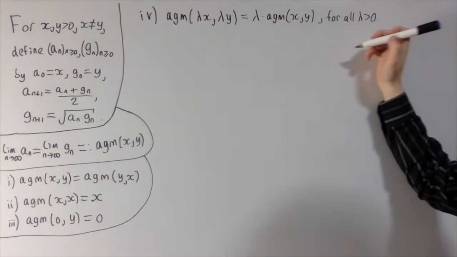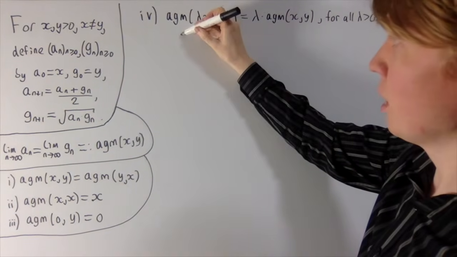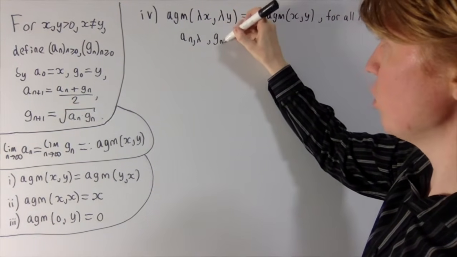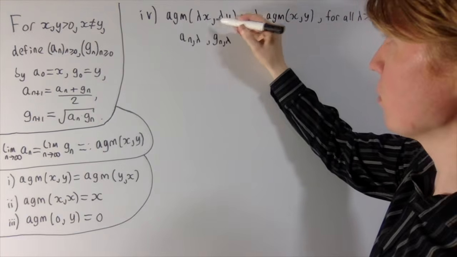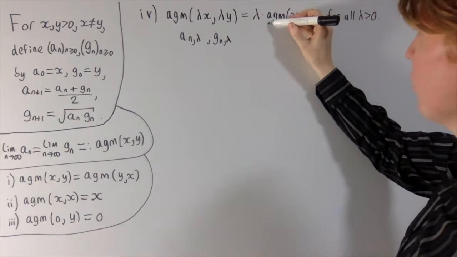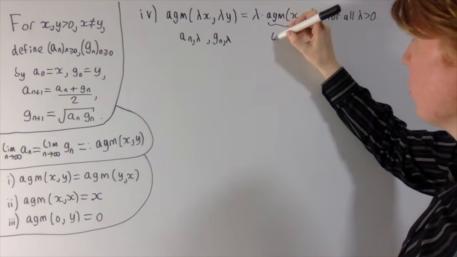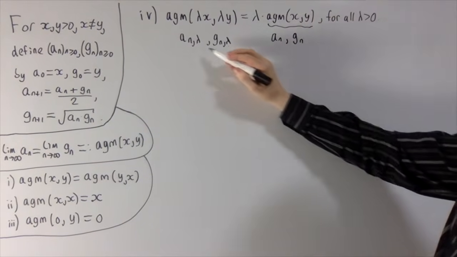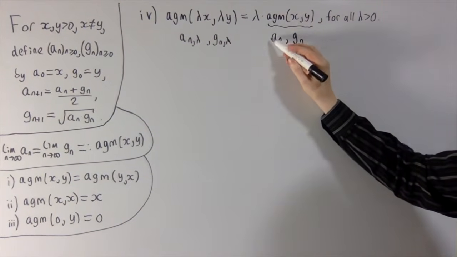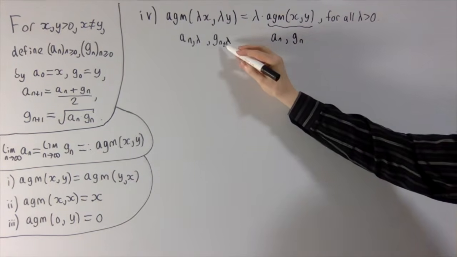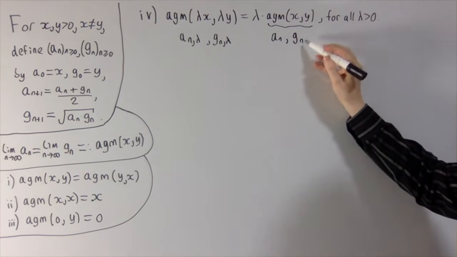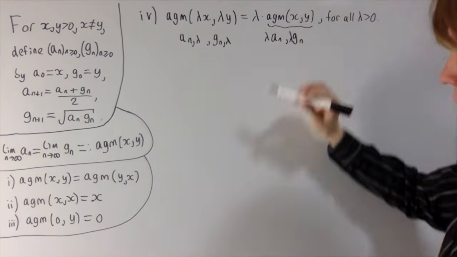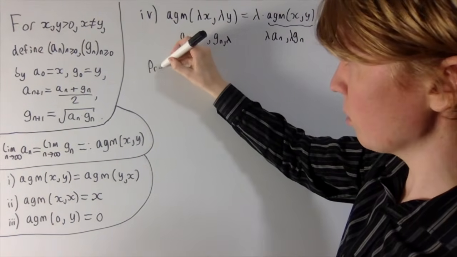And in fact, you can go even further to say that if you call this a_n(lambda) and g_n(lambda), so your two sequences where you've got the lambda inside, versus for this sequence, if you just call this a_n and g_n as before, then in fact a_n(lambda) is always going to be equal to lambda a_n, and g_n(lambda) is always going to be equal to lambda g_n. And we can prove this by induction.